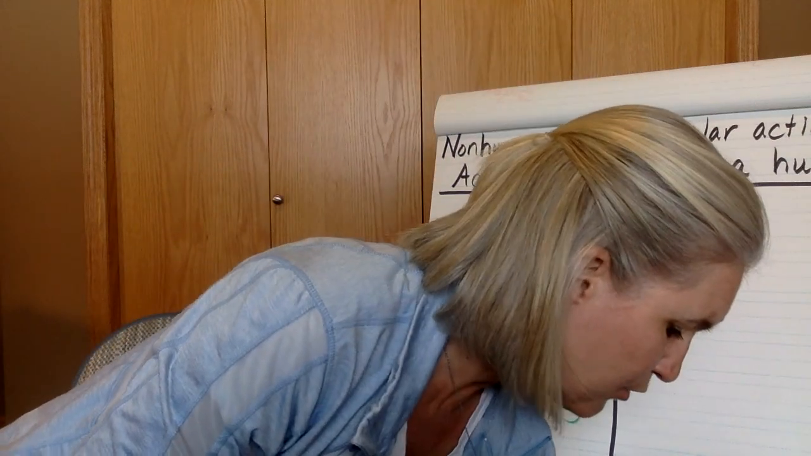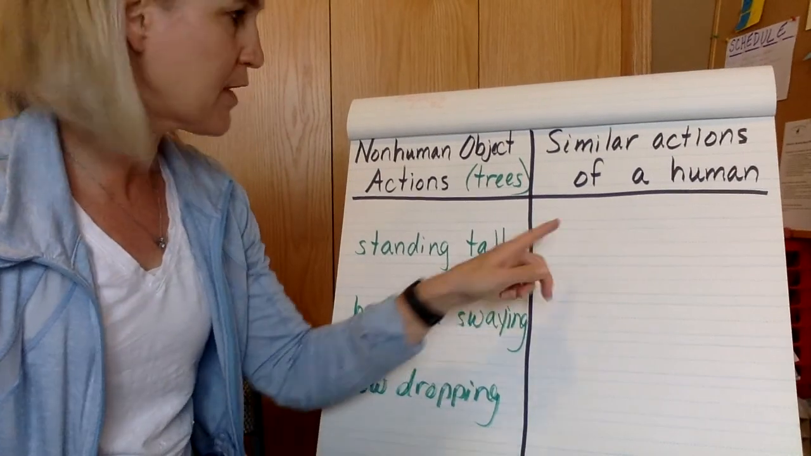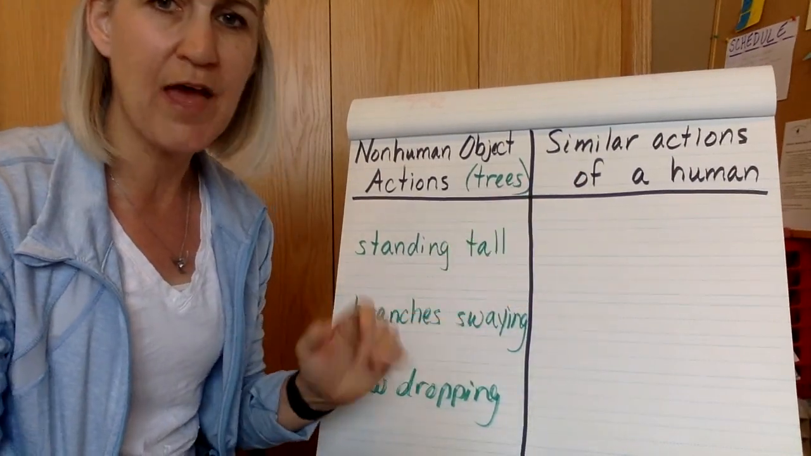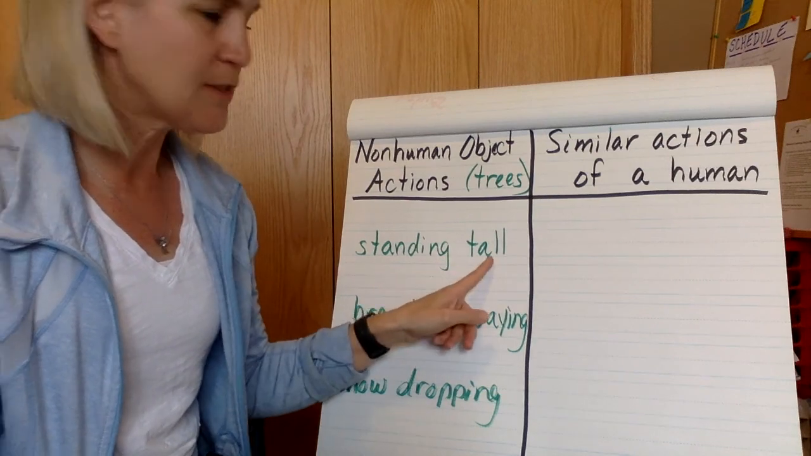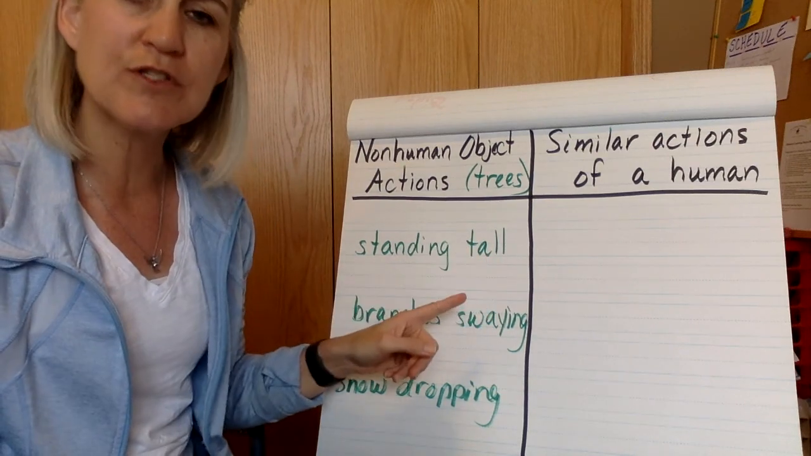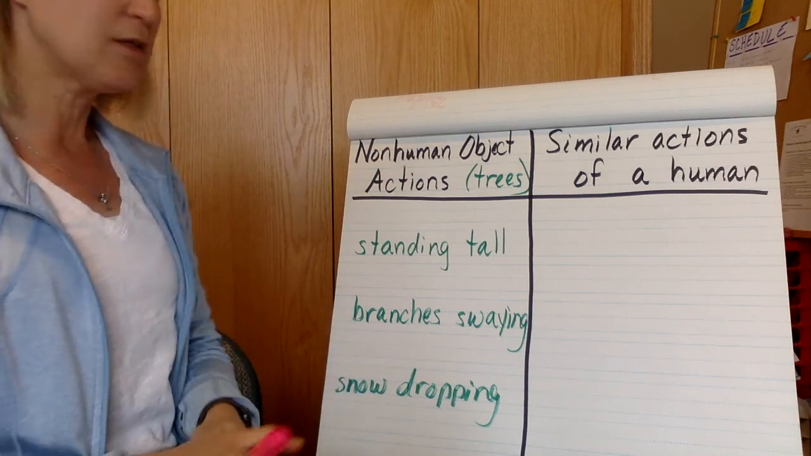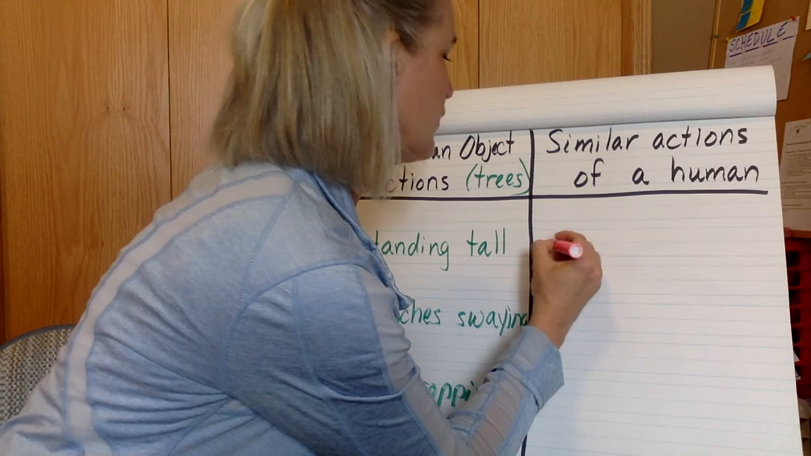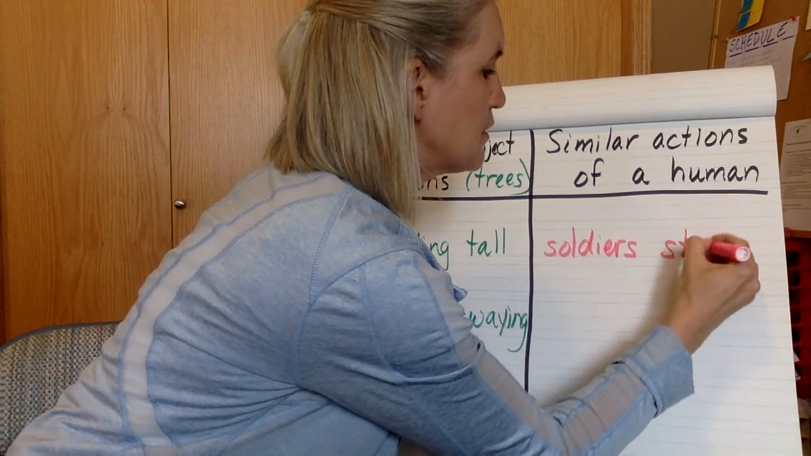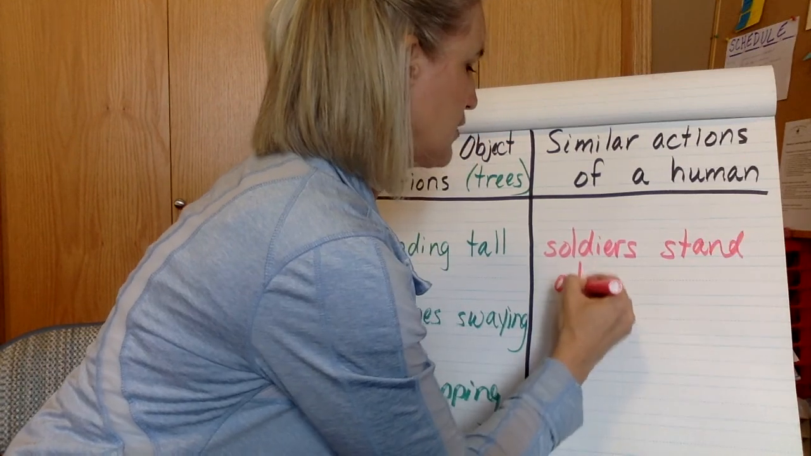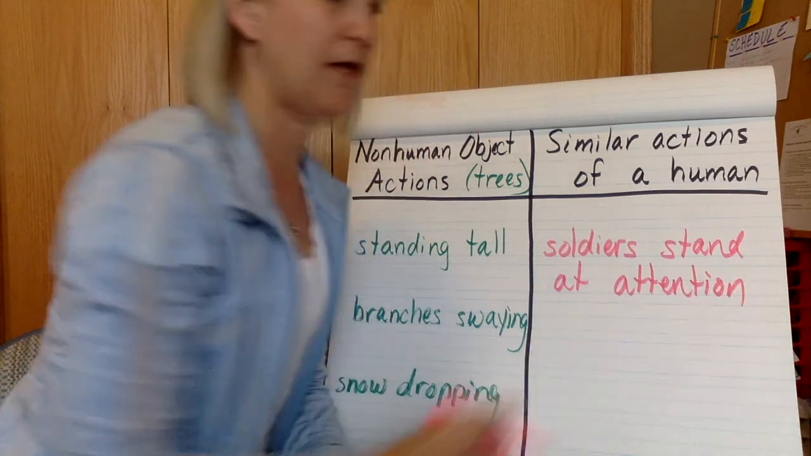So now I'm going to go to the other side of the chart. And for each of these, I'm going to think of a similar action that a human would do. So if a human is standing tall, one of the first things that comes to my mind is soldiers, when they need to stand at attention. So I'm going to write that. Soldiers stand at attention.